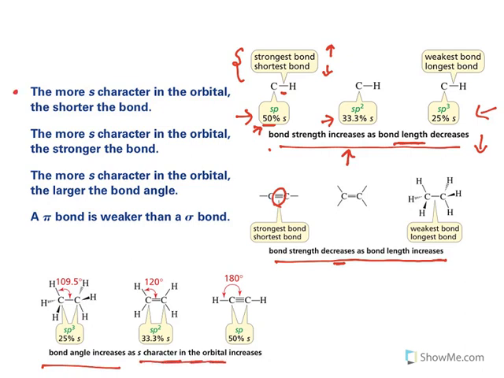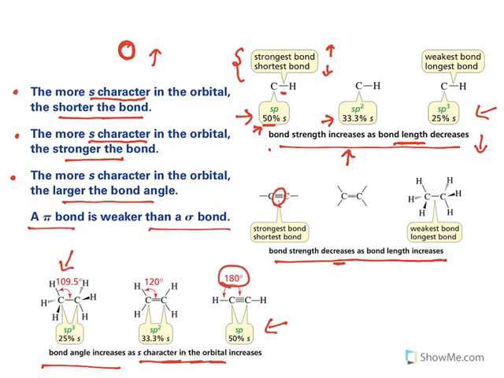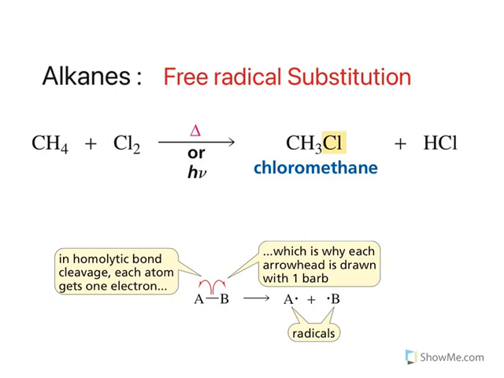Look at this point. The more S character in the orbital, the shorter the bond. Why? S is only this shape, so the bond will be shortened. Second one, the more S character in the orbital, the stronger the bond, because it is closely overlapped, so the strength of bond is increased. Now, the more S character in the orbital, the larger the bond angle. You can see here in sp3, it is 109, whereas in sp, where the S character is increased, it is 180 degrees. A pi bond is bigger than sigma bond. So, these are all the basic things which we are reading from schooling, but these are important ones. Don't get any confusion. Now, let us get into the important topic.